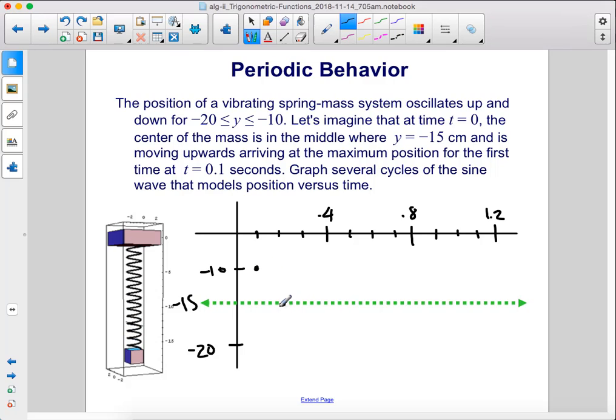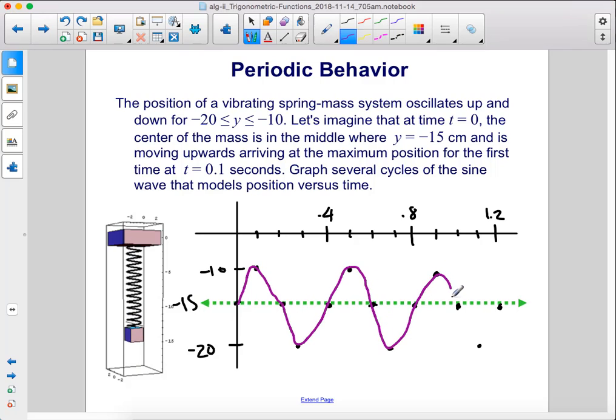Then we hit the midline. Then our minimum at 0.3, and then back to the midline at 0.4. Here we have our maximum, midline, minimum at 0.7, and then back to our midline at 0.8, and then maximum at 0.9, midline at 1, minimum at 1.1, and then back to the midline. So our graph looks like this. And this is 3 cycles.